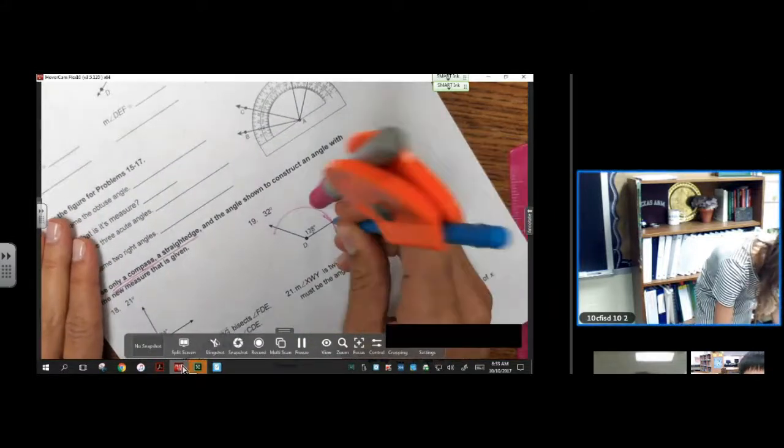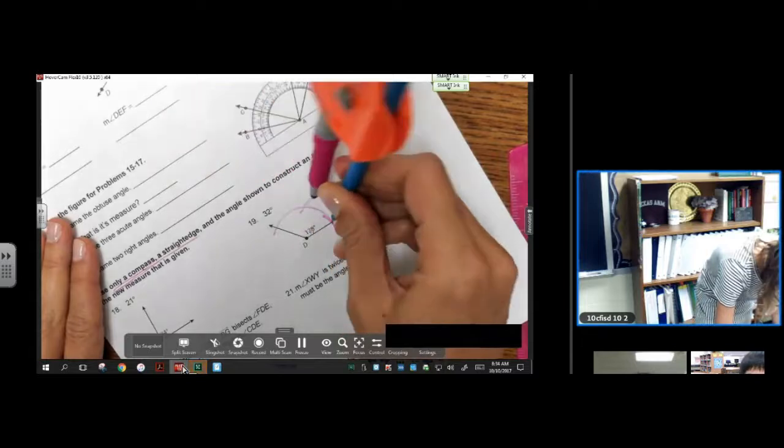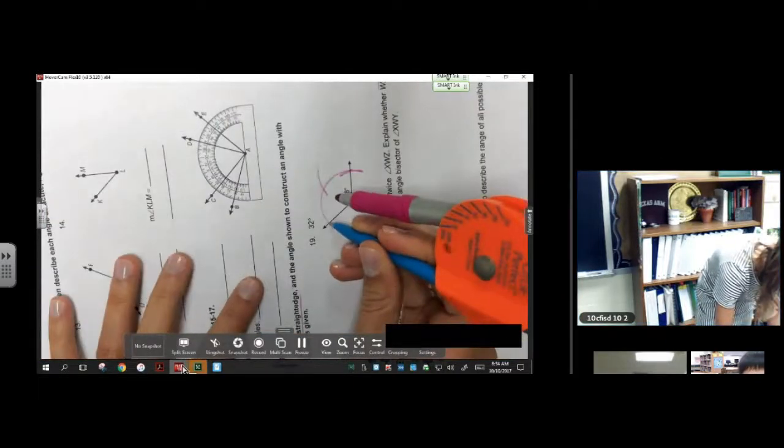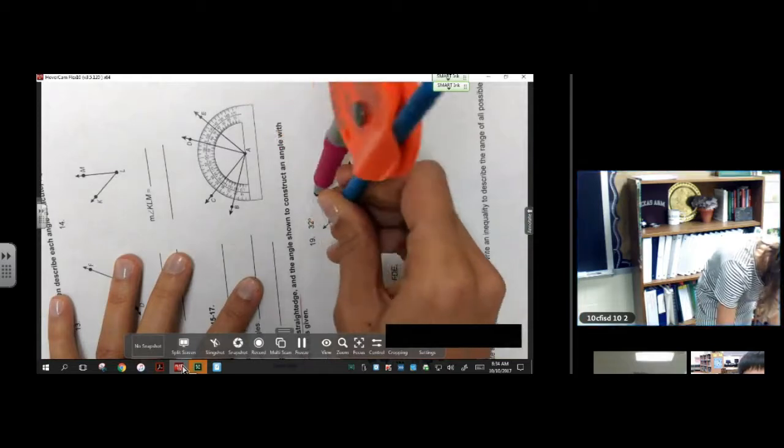And then you put your needle on one of the intersections. Put your needle on the other intersection.